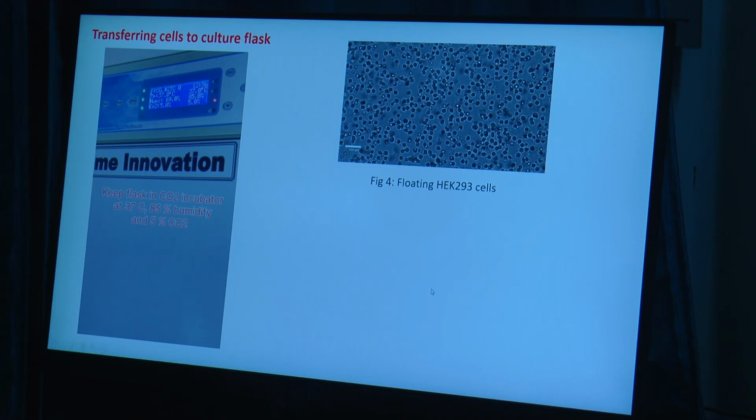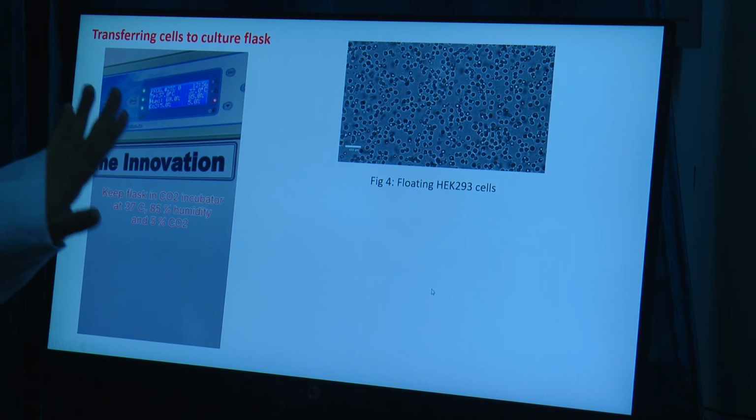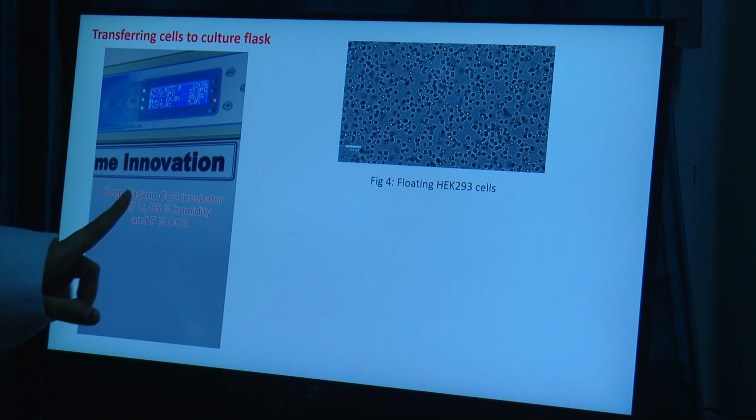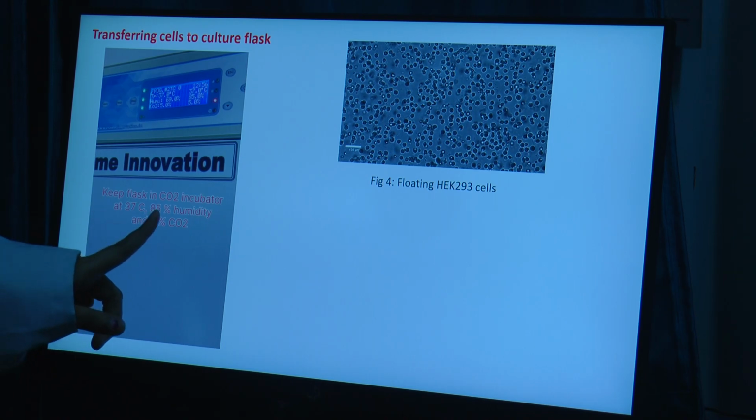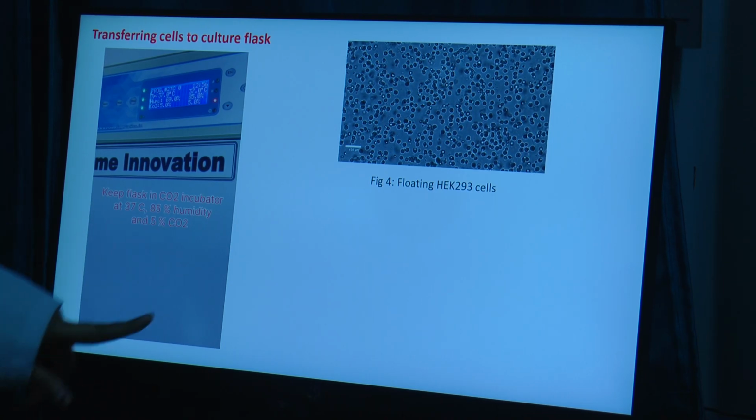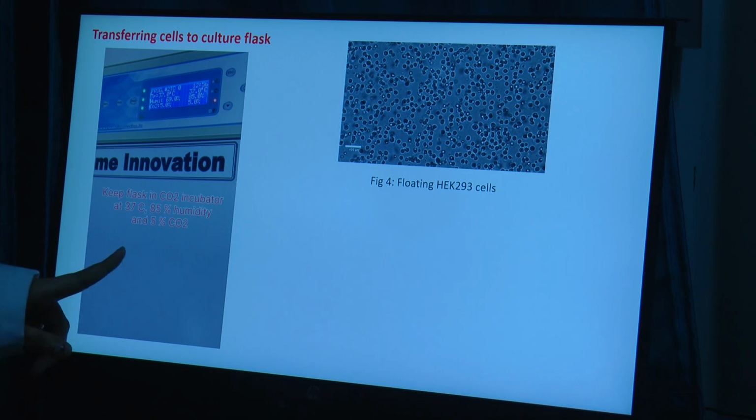As these cells have adherent properties, we are maintaining them in a CO2 incubator at 37 degrees temperature and 5% CO2, and also around 85% humidity. These are the important conditions. Even if any one of them changes, the cells don't survive.